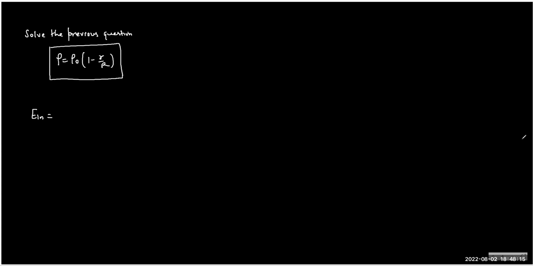Yeah, tell me. Is it rho naught bracket R by 2 minus R square upon 3R upon epsilon? I think this is the correct answer. R by 2 minus R square by 3R is correct. And what is E outside?